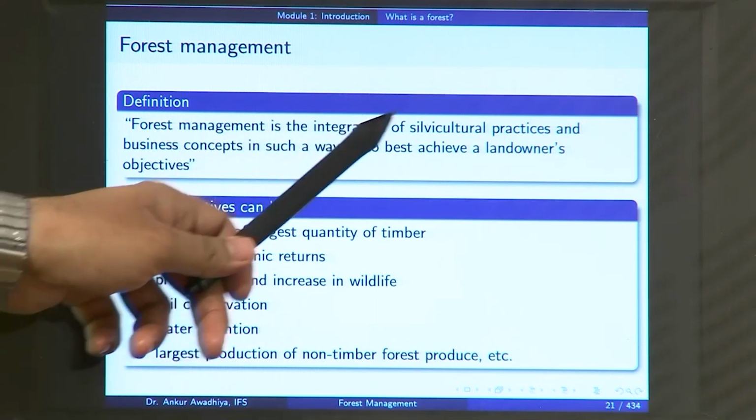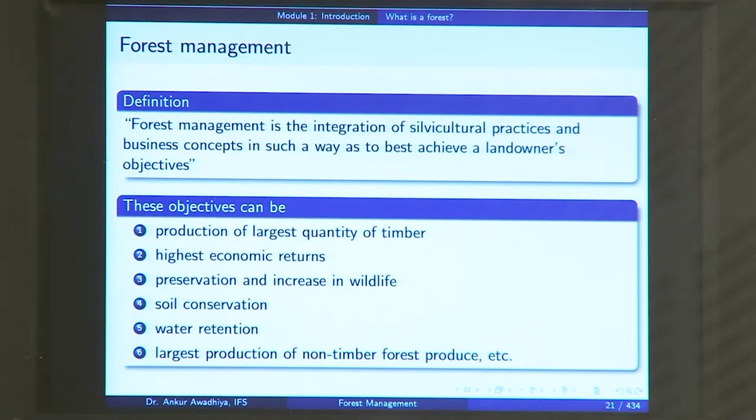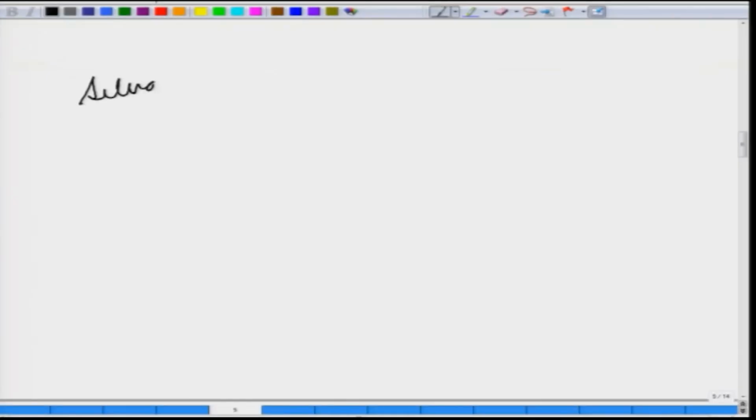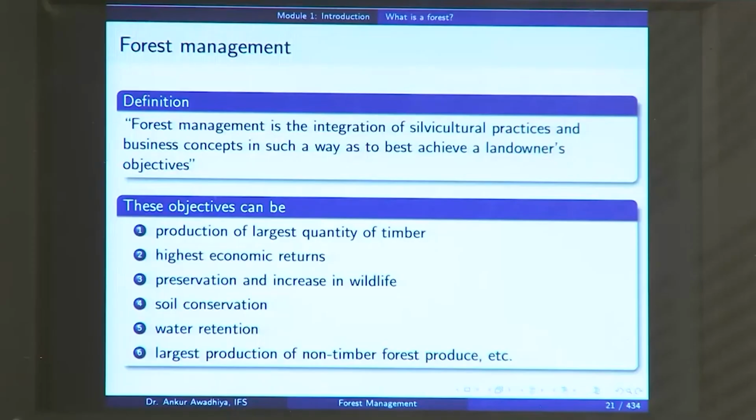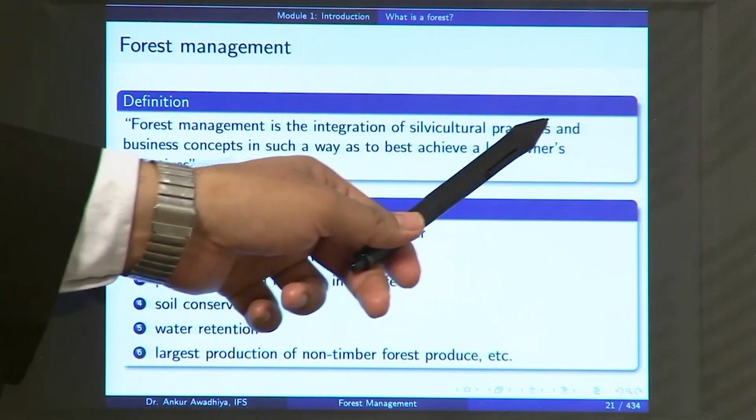It is an integration of silvicultural practices. Now, what is silvicultural practices? As we saw just before, silva is wood, culture is to produce. So, when we say silviculture, it is the art and science of producing wood or of producing these forest produce. So, the term forest management is an integration of silvicultural practices.